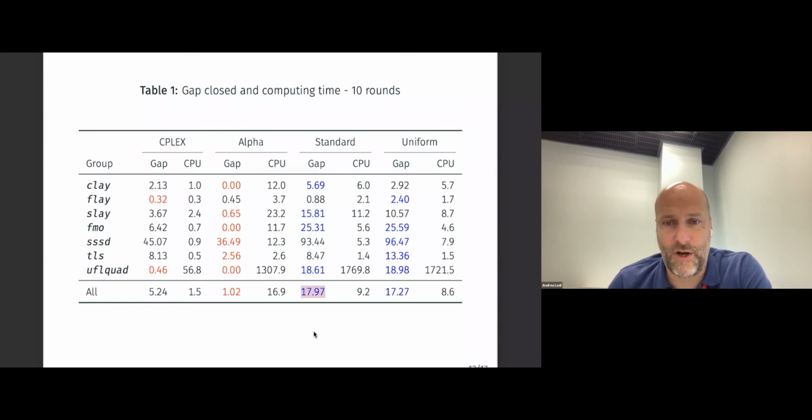17.97% of gap closed. In some particular context is doing great. So 93% in this particular case, for the SSSD instances, which is not even the best, because the uniform normalization can do 96.47. The uniform normalization, except for a couple of cases, like the Clay instances and the SLA instances, is performing very well, and indeed is closing 17.27. Both normalizations, standard and uniform, at this point are more or less equivalent.